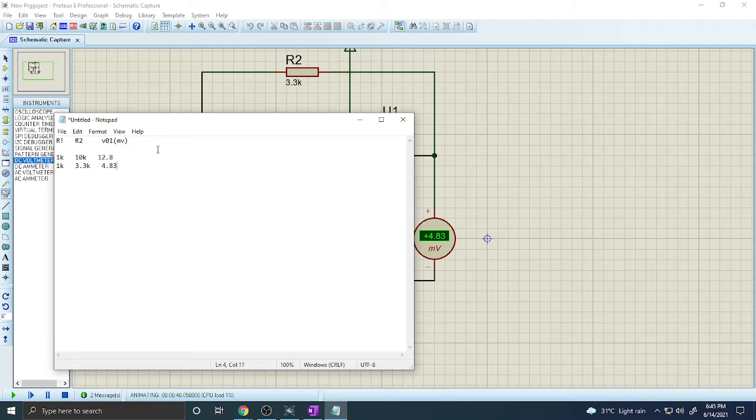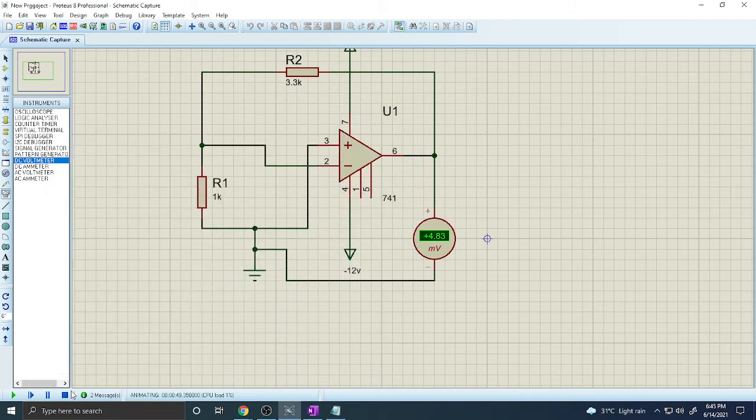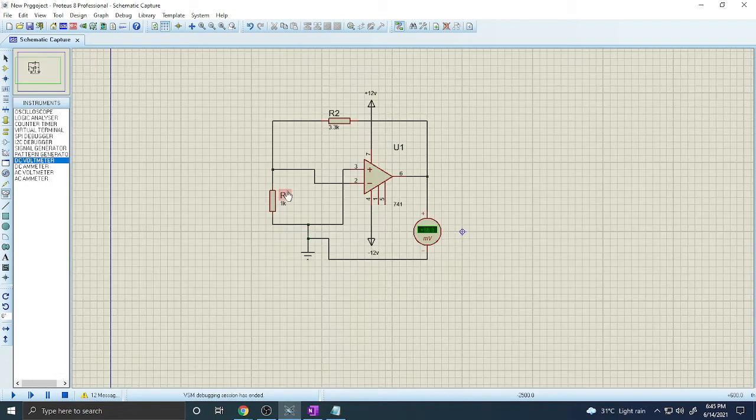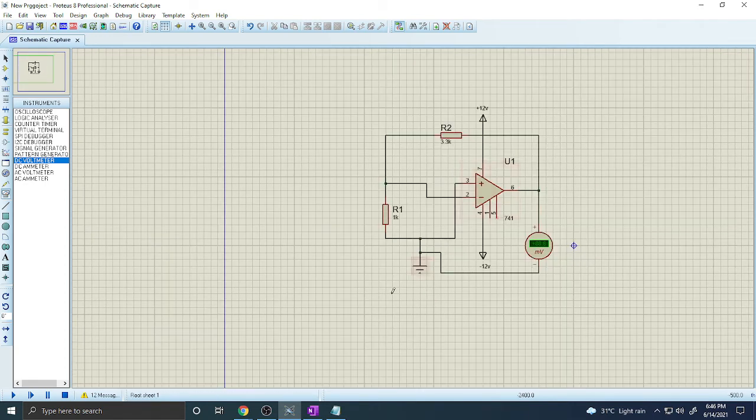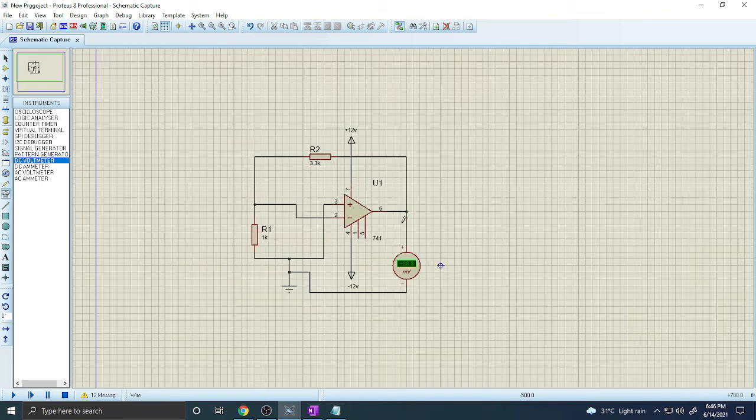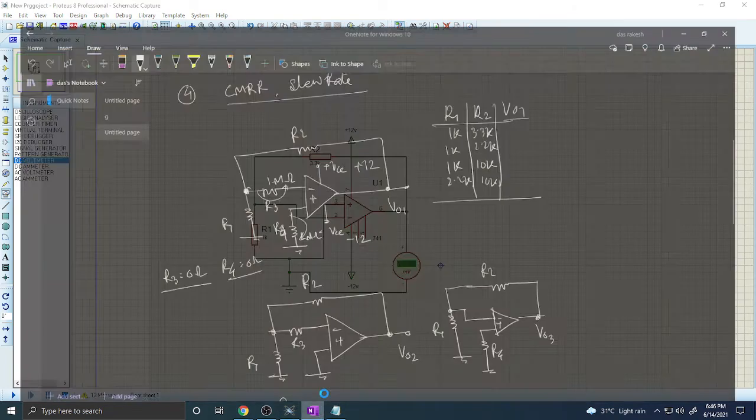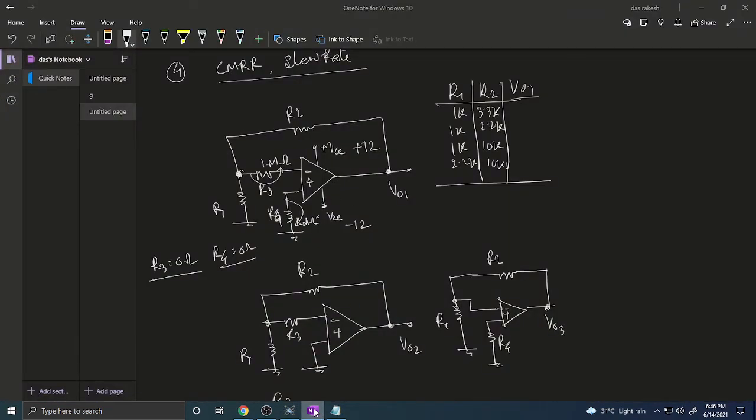voltage. Okay, so now for another combination, say here 3.3 kilo ohm, and one thing should be remembered, always R2 greater than R1, because we need some gain. So this is the implementation of this first circuit. Okay, this is very easy to implement. So our first circuit is implemented.